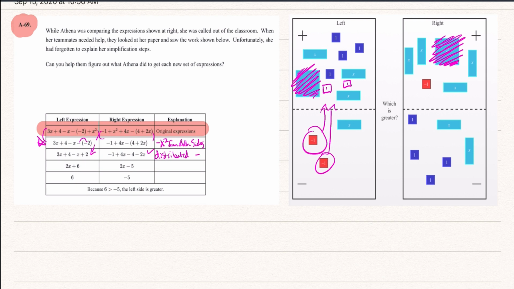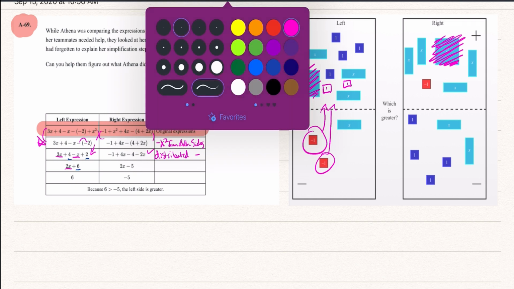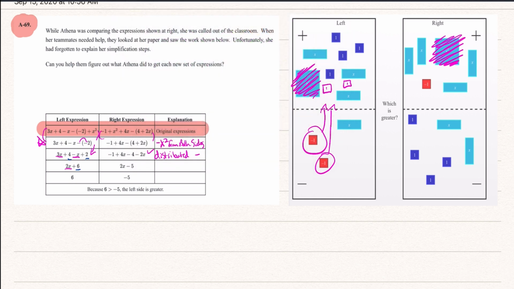We see that we went from 3x plus 4 minus x plus 2 in our left expression, and it wound up becoming 2x plus 6. So I know that 3x minus x gives me 2x, and then I know that 4 plus 2 gives me 6. So it looks like I combined like terms. But did I do it on the right side as well? Let's take a look. I've got 4x minus 2x, which does equal 2x. And I have negative 1 minus 4 is negative 5. So it looks like we did, in fact, combine like terms.